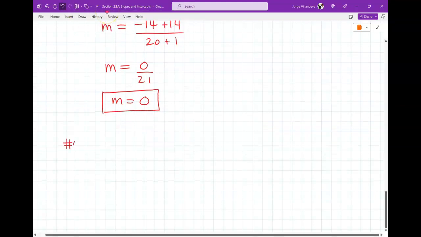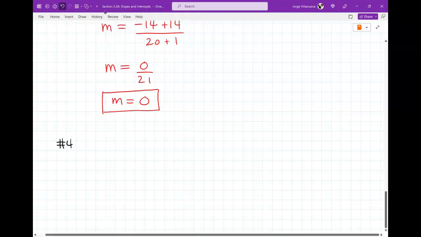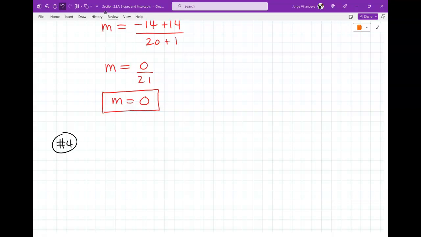Here's number 4. Whoops, I gotta change the ink here. So let's go with this one. 12 comma negative 10 and negative 20 comma negative 18.